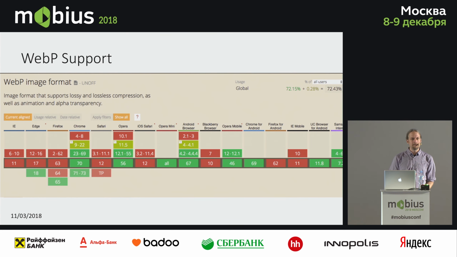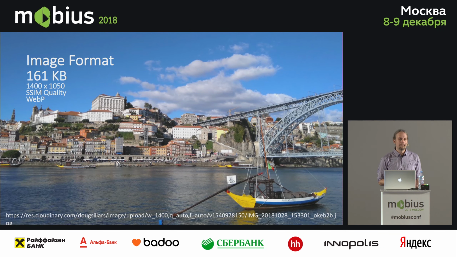If you're an iOS developer, you've got JPEG 2000, which gives you much the same results. So if you're doing iOS or Safari, you can do JPEG 2000. If you're doing the other browsers or Android, you can do WebP. And when you save that file in that format, you save another, I think in this case, about 20 kilobytes. So we've gotten this file down from 2.2 megabytes to 160K.